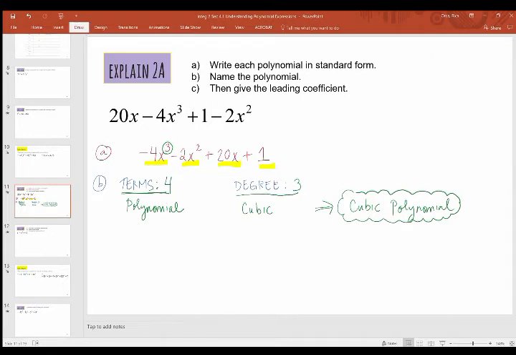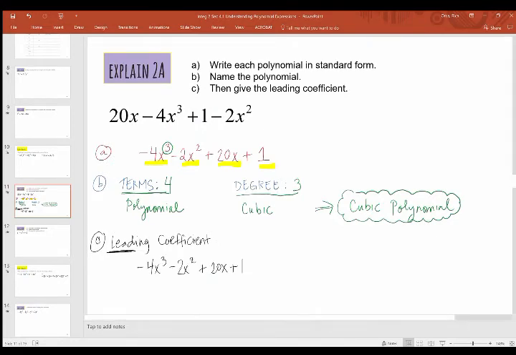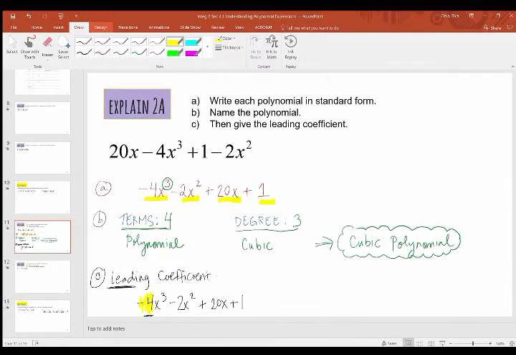In part C, we want to identify the leading coefficient. Well, we know the word lead means leader, right? It leads the group. So it's the number that leads the entire polynomial. The number that leads the entire polynomial would be negative 4. So our leading coefficient is negative 4. LCF, leading coefficient, negative 4.